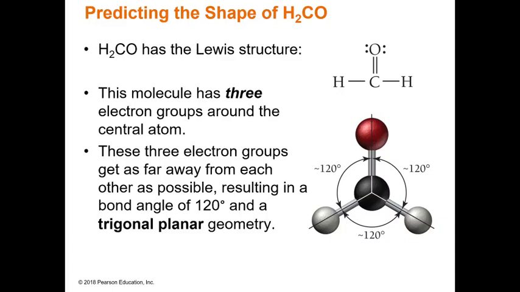H2CO, or formaldehyde, has 3 electron groups around the central carbon, 2 single bonds and 1 double bond. These groups arrange themselves 120 degrees apart, forming a trigonal planar shape.